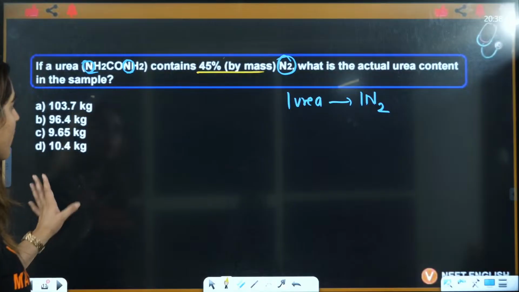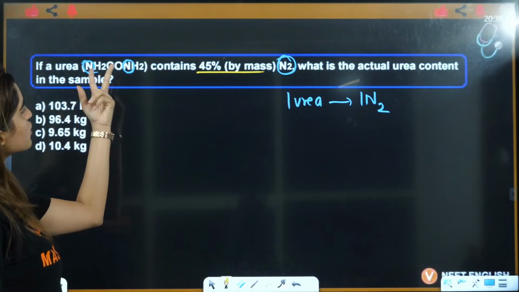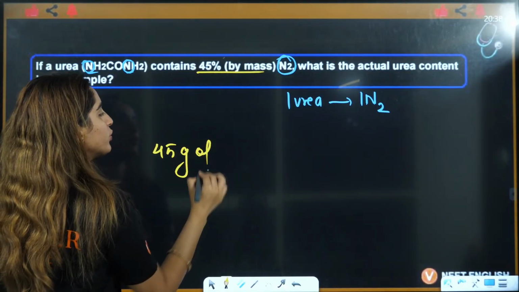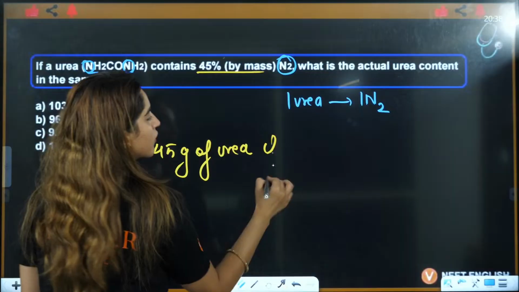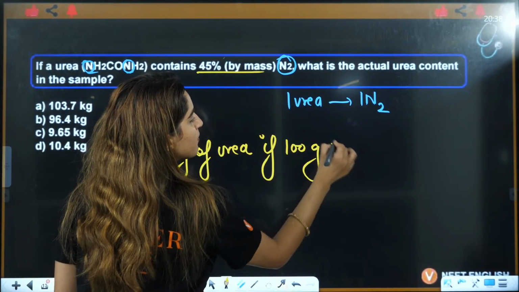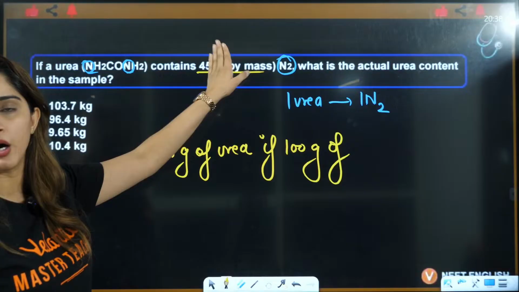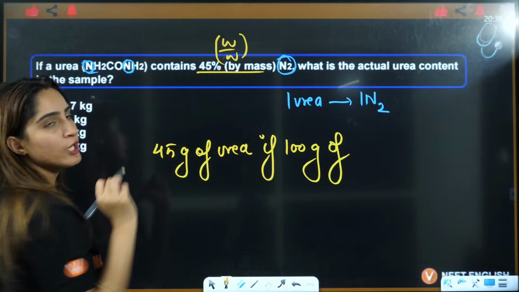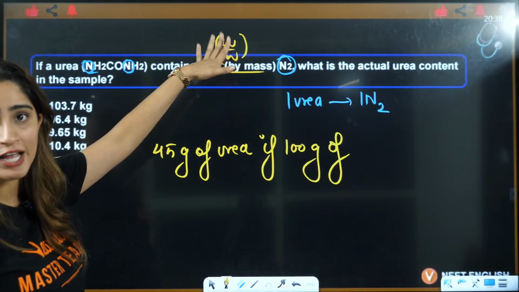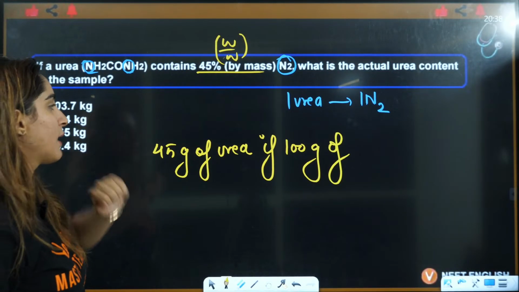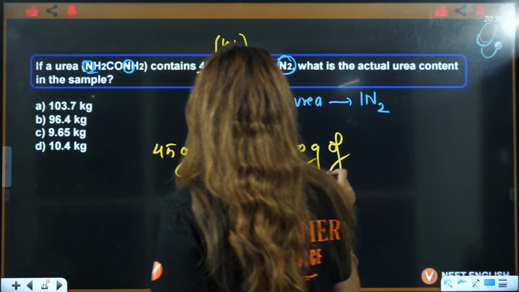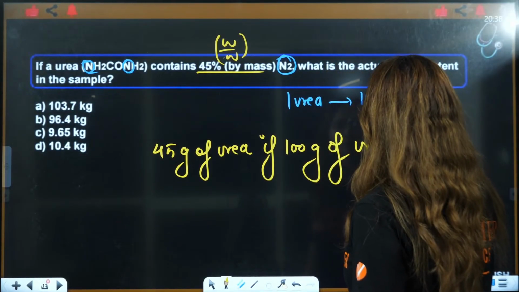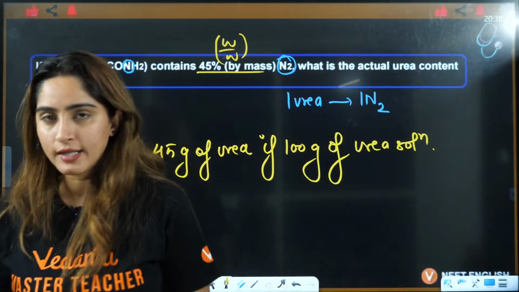Now, from the question, what we have is that this much of urea contains 45%. That means 45 gram of urea in 100 gram of, because they are saying mass percentage, that means they are talking about weight by weight. So you can decode this. That means the solute is 45, the solution is 100 grams. So you can say 100 gram of urea solution, right?